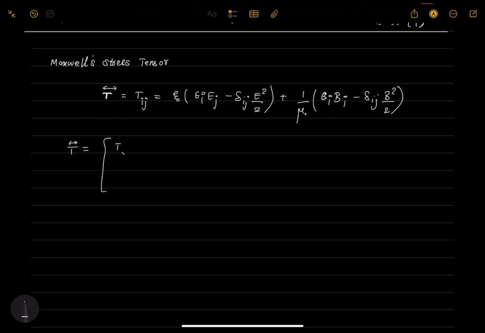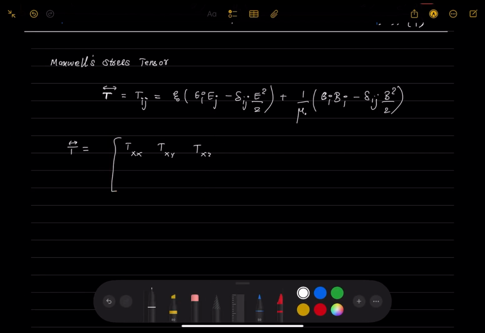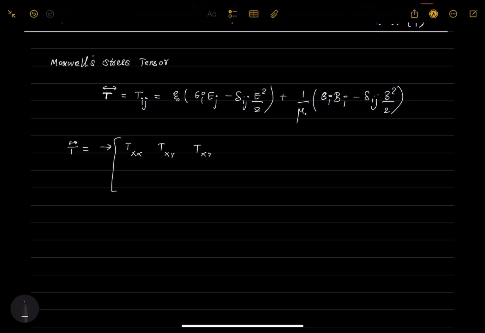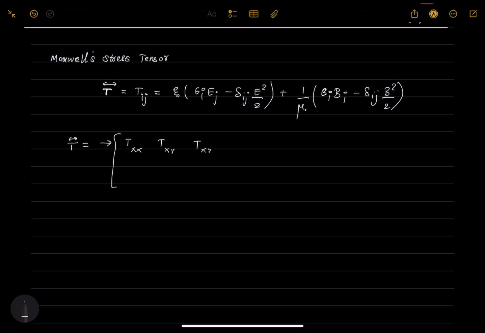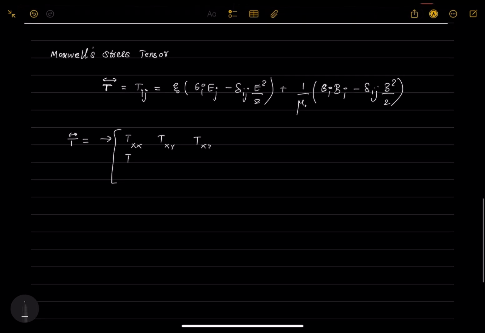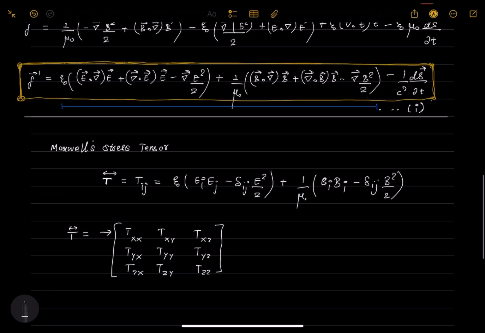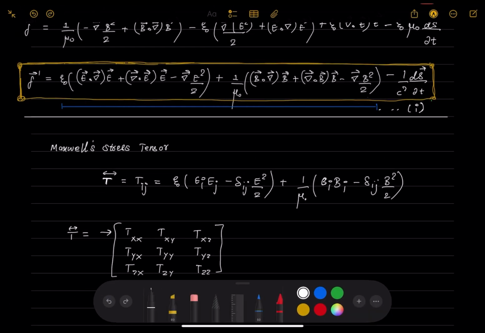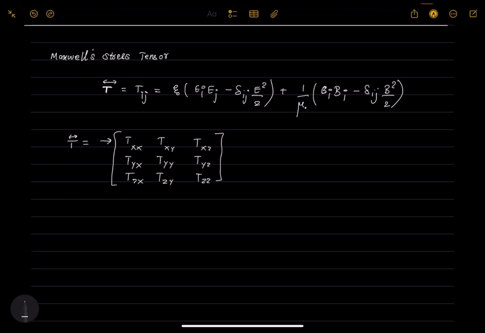So the elements are Txx, Txy, Txz, right? So the first index represents the row of the tensor. A particular x represents the row of that tensor. Then Tyx, Tyy, Tyz, Tzx, Tzy, Tzz. So think of this T as a tensor object, inside of which we're going to encode all of this. And we'll see how very shortly, right?